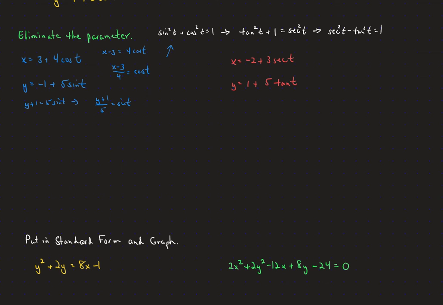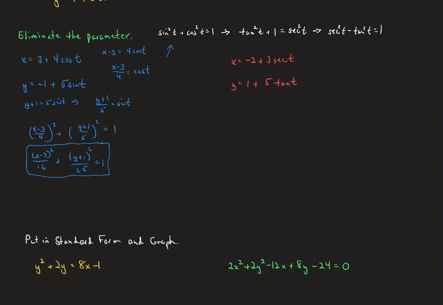We'll then use our trig identity and get ((x minus 3) over 4) squared. There's our cosine squared. And ((y plus 1) over 5) squared, that's our sine squared, must equal 1. We'll split that up, squaring numerator and denominator, and hopefully get to something that looks familiar with what we've done in the past. And hopefully we can recognize that as an equation of an ellipse.